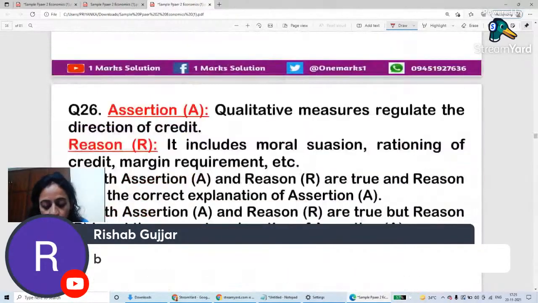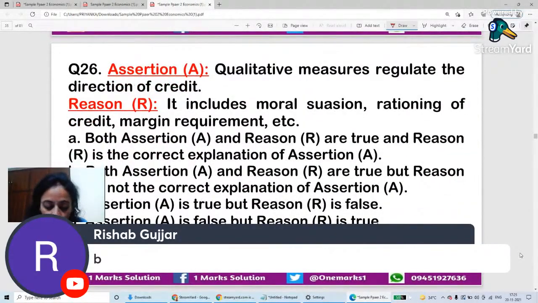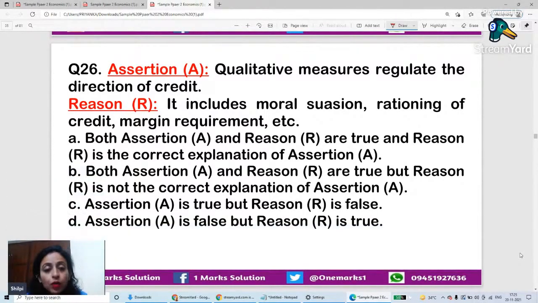Question 26, assertion says qualitative measures regulate the direction of credit, right? Qualitative measures are always concerned with increasing and decreasing of the money supply in the economy. So assertion is given correct that yes, it regulates the direction of credit. Reason says it includes moral suasion, rationing of credit, margin requirement, etc. Yes, these are the qualitative measures only which are used to control the credit facilities or money supply in the economy. So assertion is true, reason is true, and reason is the correct explanation of assertion. Option A.